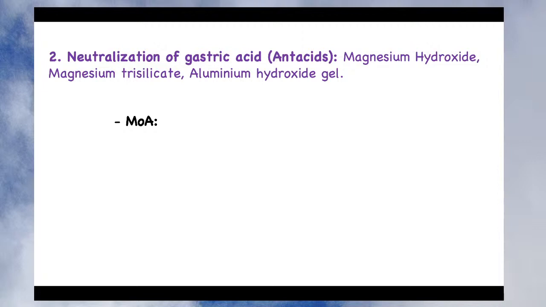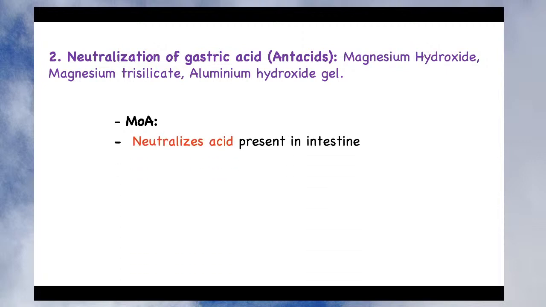If you see the nature of these drugs, like magnesium hydroxide, magnesium trisilicate, aluminum hydroxide gel, all these are basically alkaline in nature, right? Since they have an alkaline pH, when acid comes in contact with the alkali, there is formation of salt and water. This is how acid gets neutralized. The same mechanism is used in antacids to neutralize excessive acid secretion in the stomach. Let's see the mechanism of action of this drug.